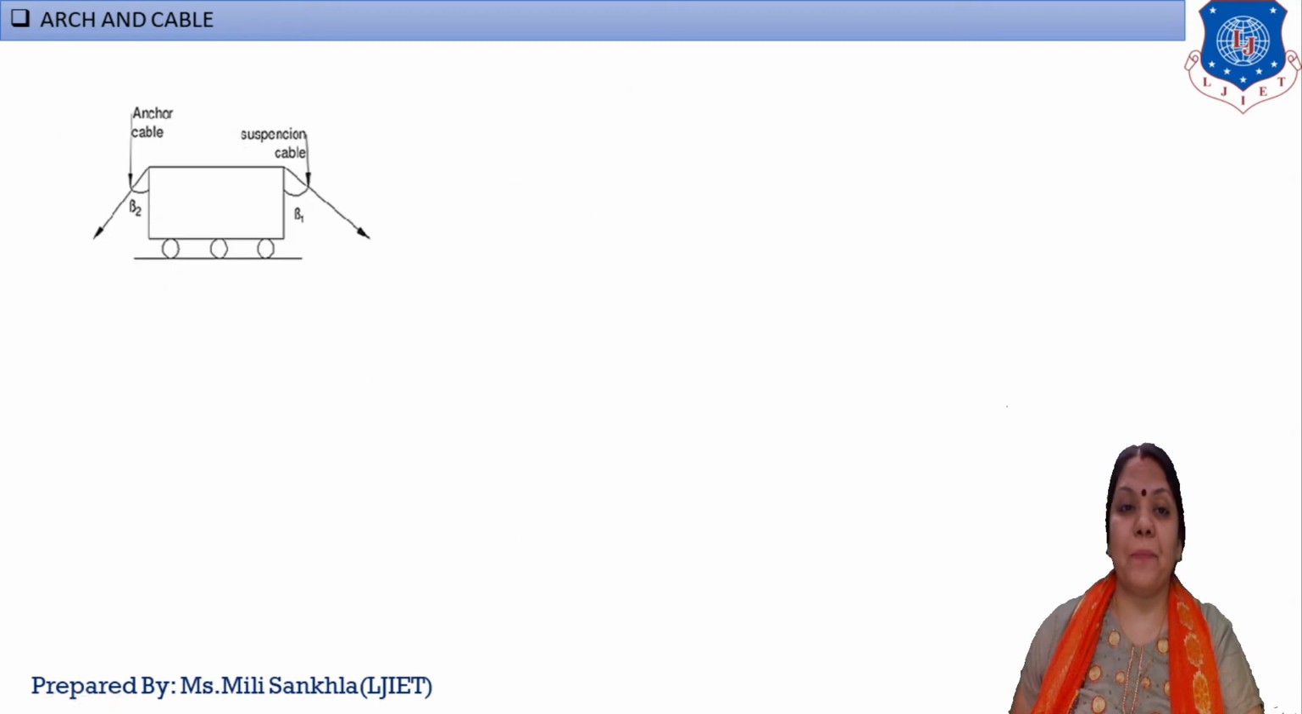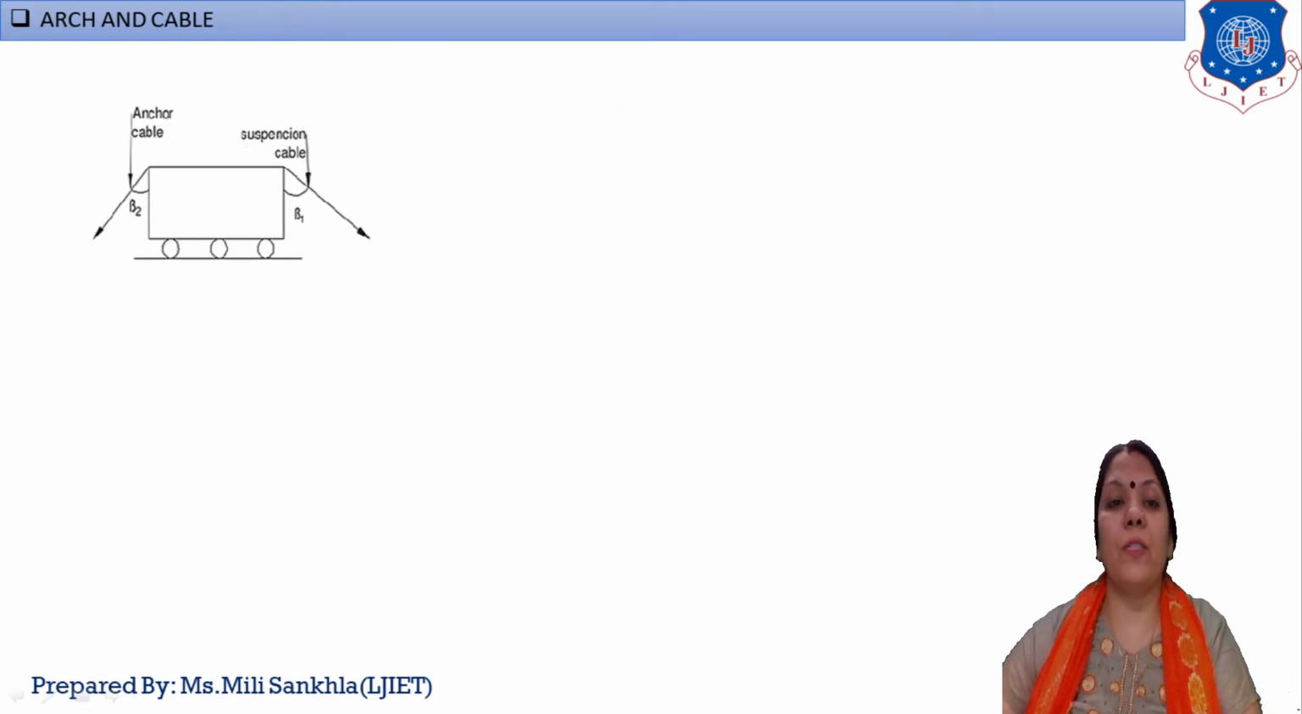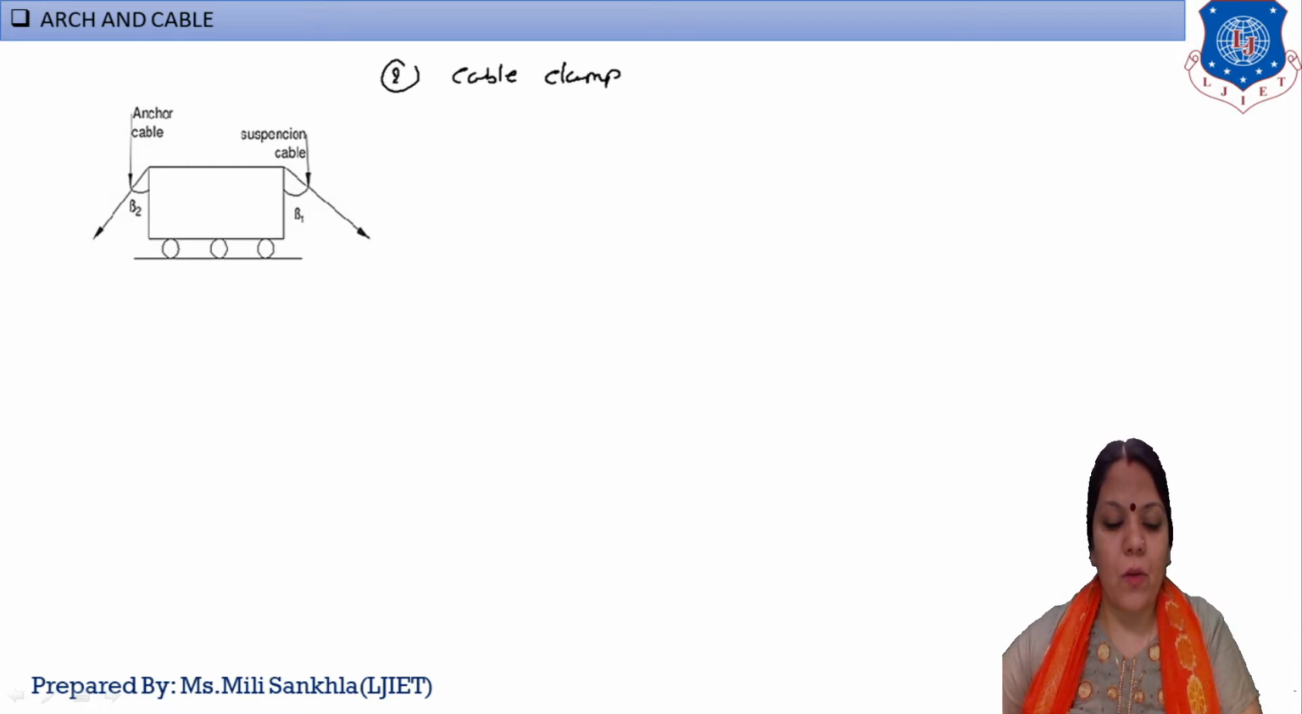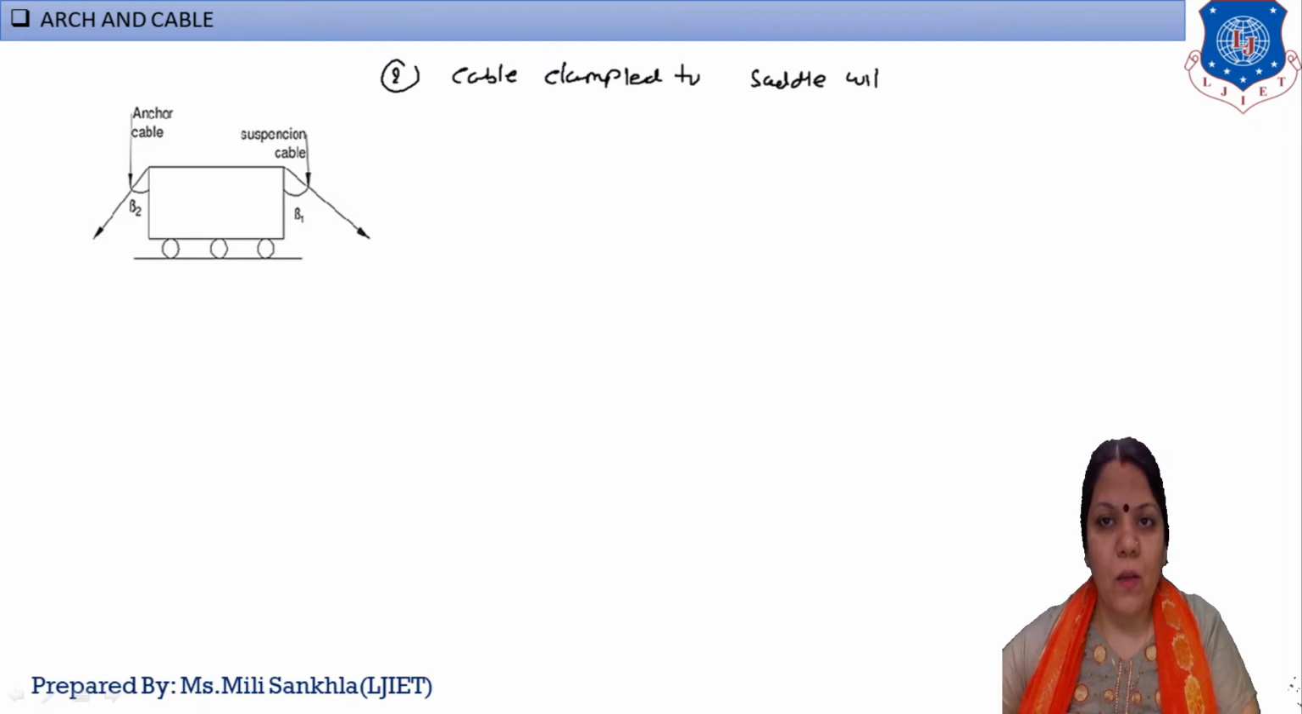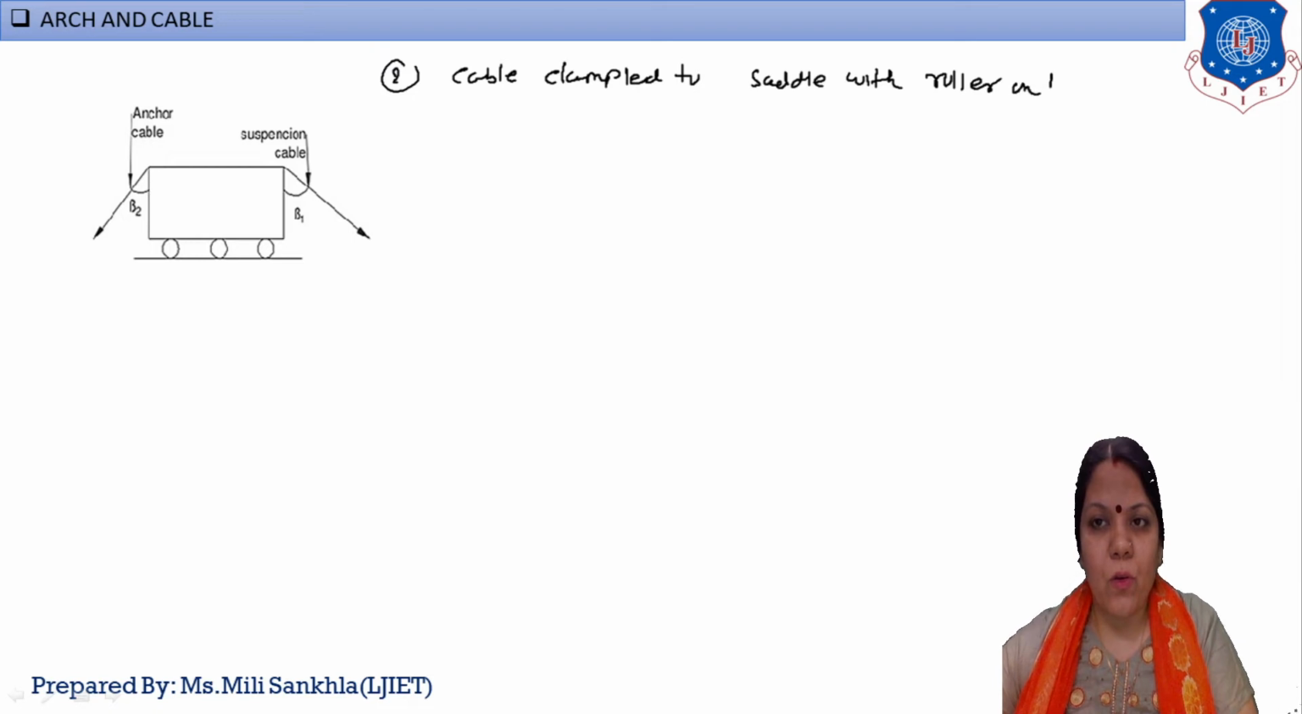Now our second case. Now this is the figure of saddle mounted on roller support. So mention the heading: our second case is cable clamped to saddle with roller on the top of the tower.